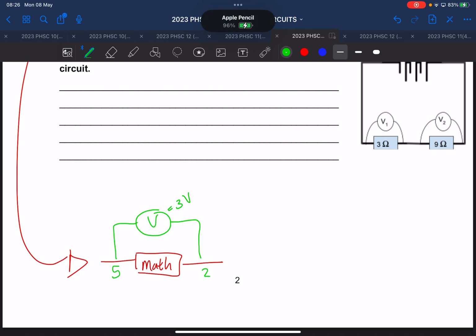Okay, so what does a voltmeter do? It measures the potential difference. Difference means final minus initial, or the difference between the two. So let's say before math you had 5 sandwiches, after math you had 2 sandwiches. What is the difference between the two? 3. So that is what a voltmeter measures.